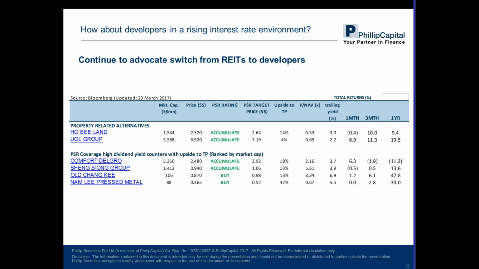As for people switching out of REITs but you are looking at more of like a dividend yield kind of counters, we have under our coverage these high dividend yield counters as well, which also provide some form of upside to our target price. We have ranked by market cap. We have ComfortDelGro, Sheng Siong Group, Old Chang Kee, and Namdi Press Metals. These are stocks which have close to 4% at least dividend yield, and upside to target price is at least a 10% as well. So these are the alternatives that you can consider if you switch out of REITs.